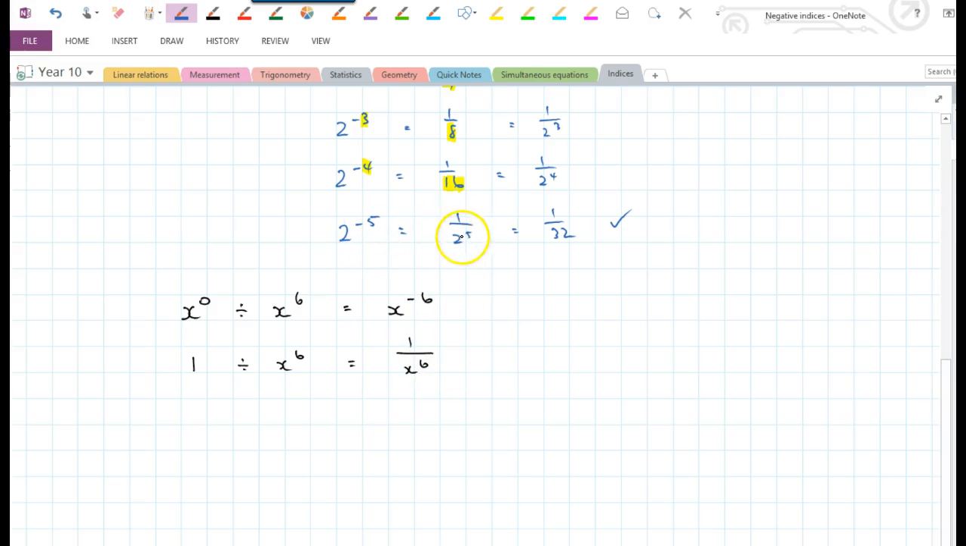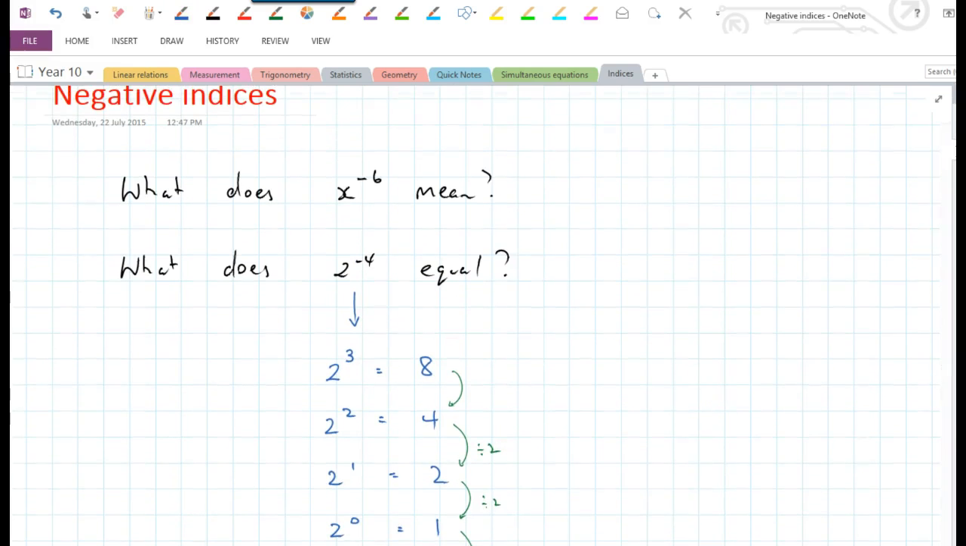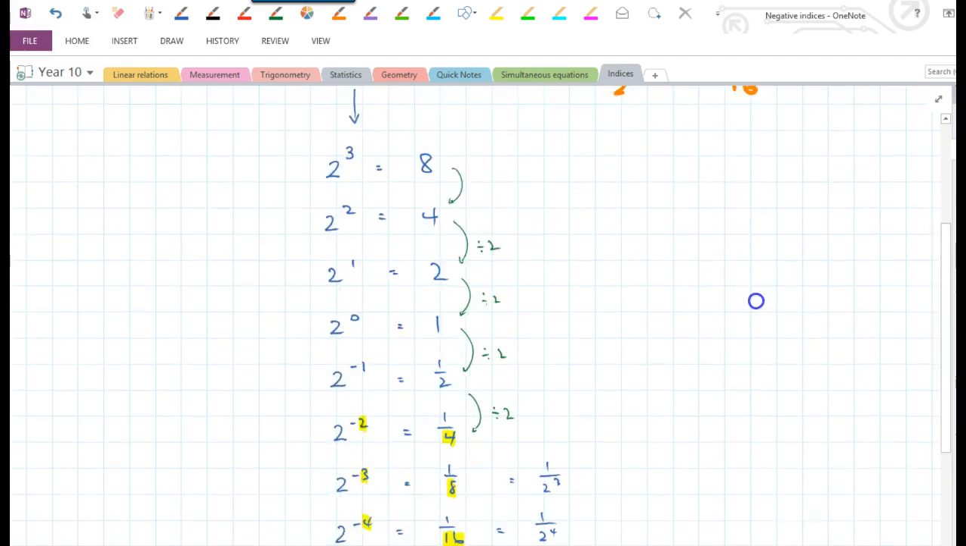And does that match up with what we did here? Yes, it does. I've dealt with a negative power by making it positive underneath 1 in a fraction. So what does x to the minus 6 equal? It's equal to 1 over x to the 6. What does 2 to the minus 4 equal? Well, it's equal to 1 over 2 to the 4, which is 1 over 16. So that's how we deal with negative powers.